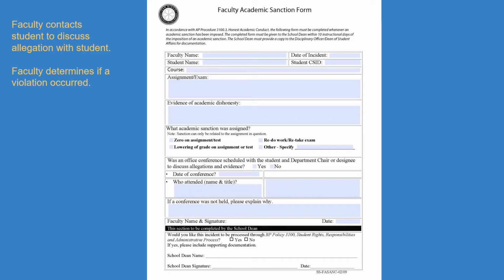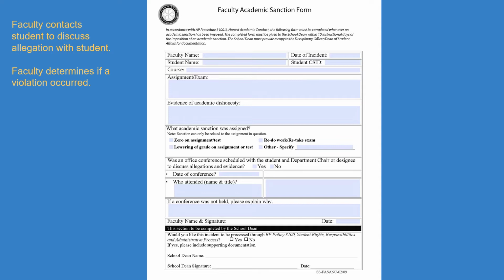This form can be found under Faculty and Staff Resources. If you have any problems finding the form, please do not hesitate to contact me and I can email the form to you directly. As you can see, the form includes your name, the student's name and CSID, the date of the incident, the course number, and the assignment or exam. Please include as much detail as possible when completing the evidence of academic dishonesty and attach any documentation you believe will be relevant, as this will aid Student Affairs when we meet with the student to discuss the allegation.